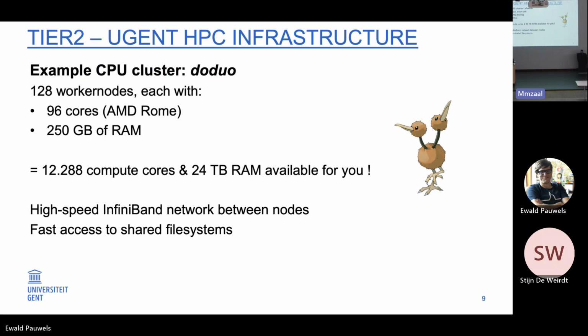So we have cluster Dodo, which has 128 worker nodes. In total, something like 12,000 compute cores and 24 terabytes of RAM are available. They're connected via a very expensive high-speed InfiniBand network between the nodes, so they can actually process compute tasks together. And they also have fast access to shared file systems.